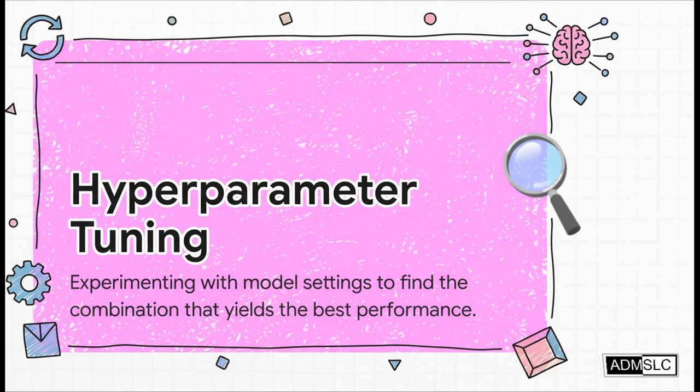How do we get our model to generalize better? We do it through something called hyperparameter tuning. These aren't the parameters the model learns on its own. These are the high-level settings, the control knobs that we set before the training even begins. Finding the perfect combination of these settings is the key to building a truly robust model.